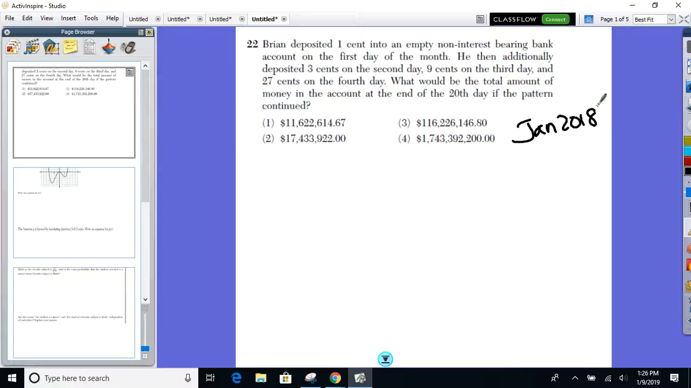He puts 1 penny into the account. Then he adds 3 more, 9 more, 27 more. How much money is he going to have on the 20th day? You've got to be there for 2 hours.